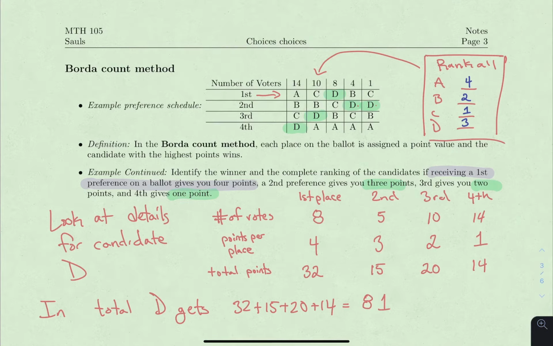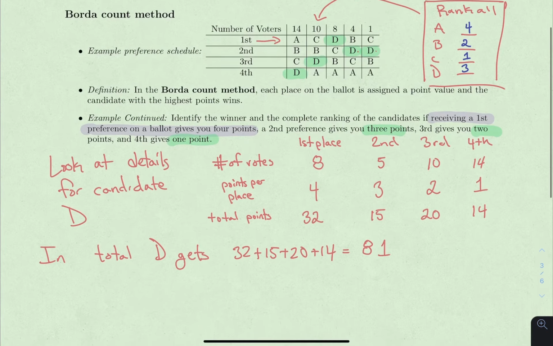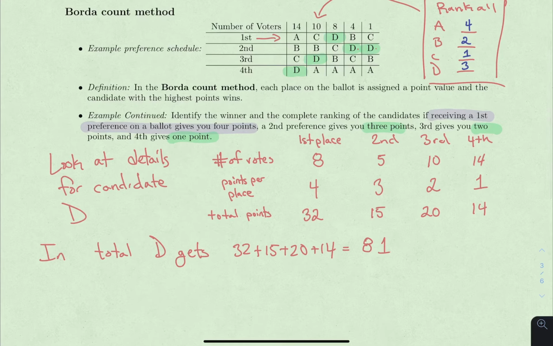We also need to calculate how many points C, B, and A all received. Let's just write that in a slightly less detailed fashion for C. C will get, so candidate C gets.